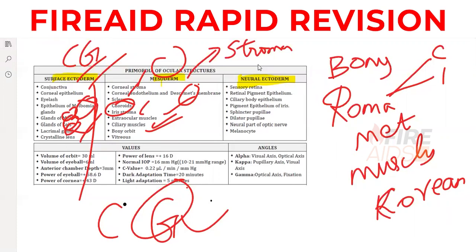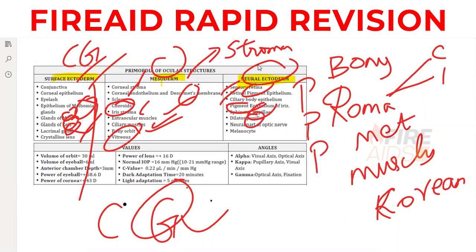Okay. So along with that, you must remember vitreous. Bony Roma met muscly Korean. Vitreous, you must remember along with that. Next is neural ectoderm. So sensory retina, pigment epithelium. So for neural ectoderm, you have to remember pigment epithelium. And then you have to remember pupillae, P for pupillae: sphincter pupillae, dilator pupillae. Then P for part, that is neural part of optic nerve. So 3P you are going to remember for neural ectoderm.